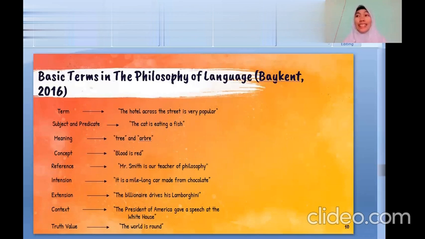Based on the example, we know that the sentence is true, because the world actually has a round shape. But if someone says the world is flat, that is false. It's actually false because the world is not flat, but round.